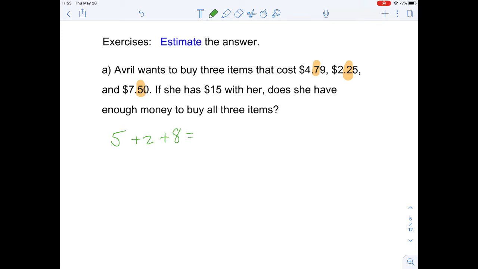So this I can figure out in my head. 2 plus 8 is 10. Plus 5 is 15. So I probably have enough, especially since I rounded this one up and this one up. This one got rounded down. So this is probably an overestimate. That means it's probably higher than the real answer.